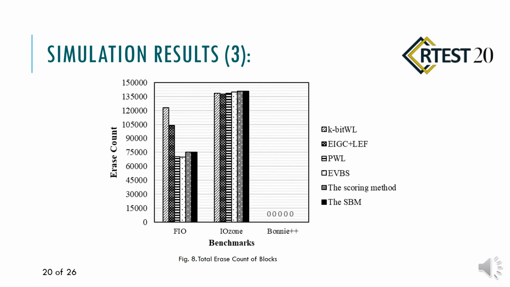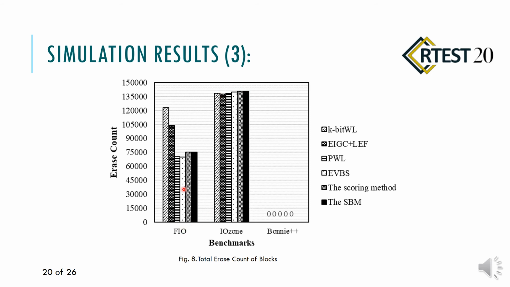Next parameter is erase count of blocks. In both write-intensive workloads, the SPM erase count is nearly equal to its earlier version. In IOZone benchmark, all methods are virtually at the same level, and EIGC needs the fewest number of erase operations. And the SPM method result is about 2% more than EIGC method.